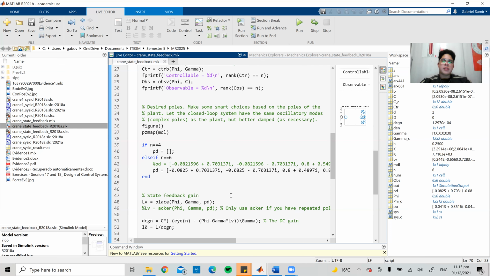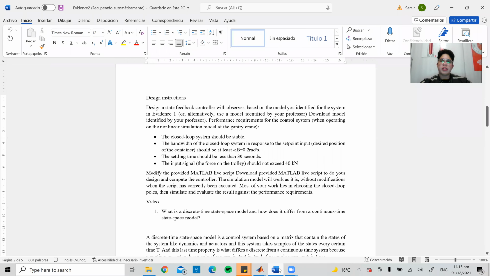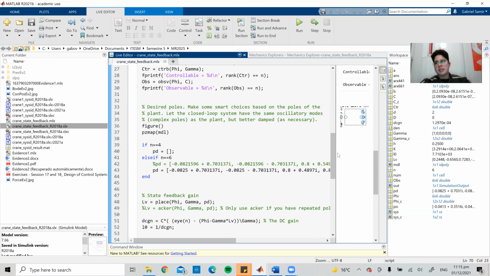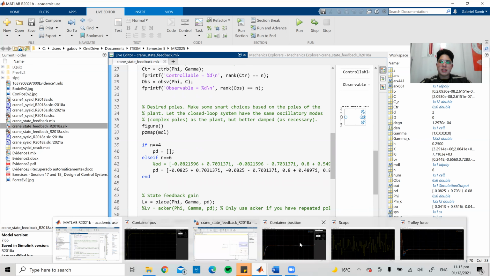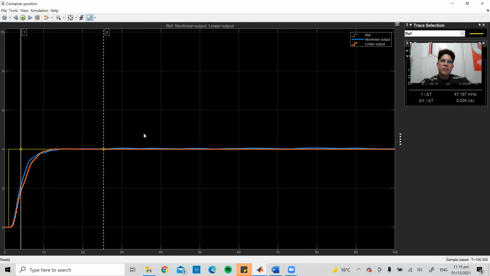Now, I chose these poles because they meet the requirements for the evidence. First of all, the closed loop system should be stable, and my poles provide a stable system because all of them are inside the unit circle, so the system is stable. Also, we can see the stability in this graph, the cart position. We can see that the signal after a long time becomes steady, becomes constant, and has few oscillations, nothing to become unstable.